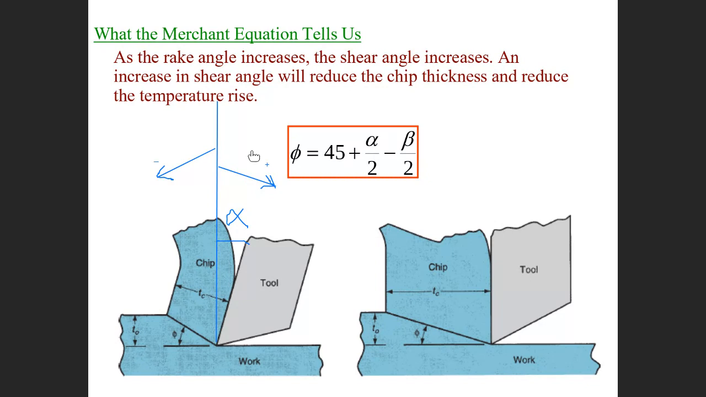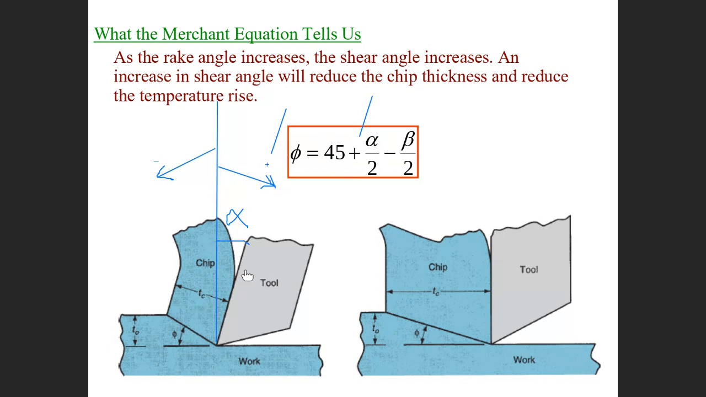Right, so rake angle here increases. This is a positive direction. Rake angle here increases. Rake angle in this direction decreases. So when the rake angle increases, when alpha increases, meaning alpha is higher, phi gets bigger. You get a bigger phi also. You see that, whenever alpha in the equation increases, phi also increases, right? Regardless of beta, whenever alpha, which is the rake angle, increases, phi also increases. Phi is the shear plane angle, right?